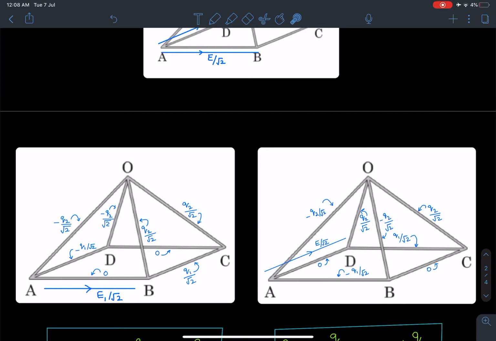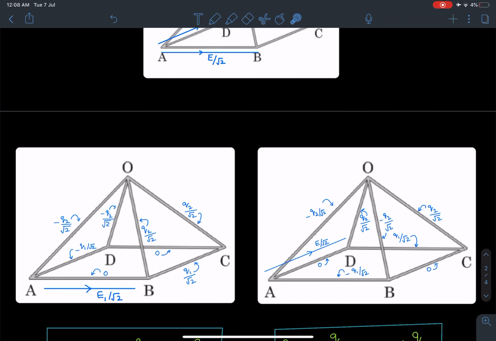Now, checking the previous diagram, the first one, the effect of E, I am going to give the charges to this one. So I can say this charge will become Q1 by root 2 because field was E1 by root 2. When field was E1, charge was Q1. So now this will become E1 by root 2. So charge here will become Q1 by root 2. Similarly, charge on this rod will become Q2 by root 2.